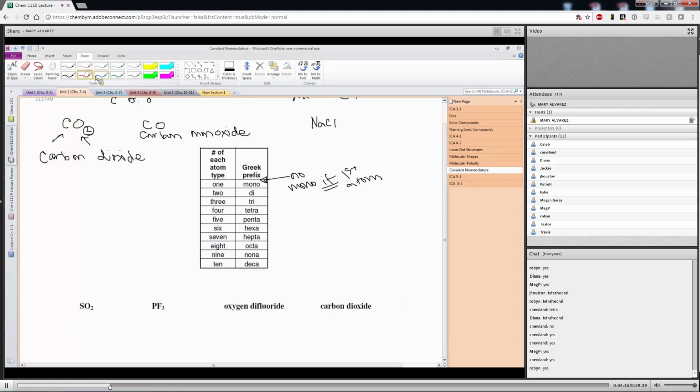All right, so if I have 1 sulfur and 2 oxygen atoms, how would you guys name that? Sulfur dioxide. Sulfur's listed first. There's only 1, but since it's first, we don't put mono. 2 oxygens, so that's a dioxide. Excellent. PF3. Any votes?